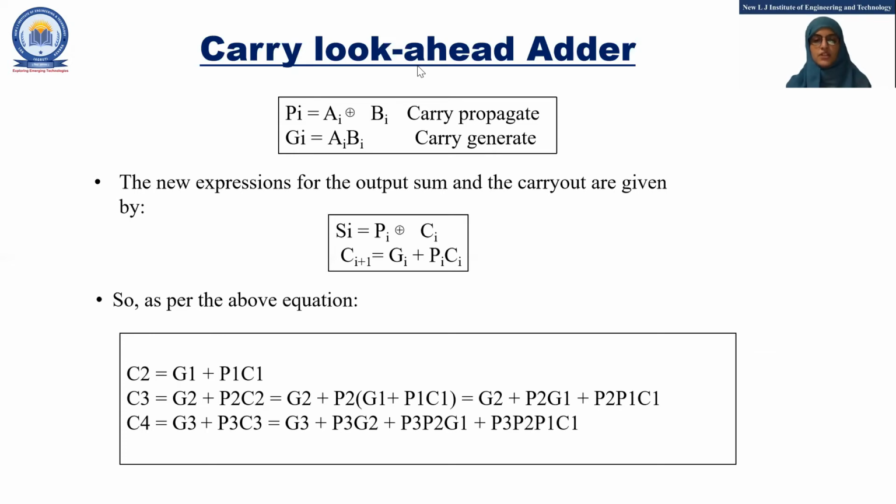From the above equation, we can derive that to generate C2, which is carry 2, we have to add G1 and P1 C1. To generate C3, we have to add G2 and P2 C2. Now from the above equation, C2 is G1 plus P1 C1. So we can write it like G2 plus P2 G1 plus P1 C1, which will be equal to G2 plus P2 G1 plus P2 P1 C1. Same way, the equation of C4 will be G3 plus P3 G2 plus P3 P2 G1 plus P3 P2 P1 C1.